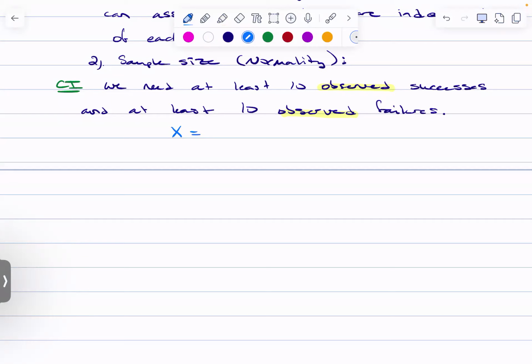X, which, if you don't have the exact number of successes, maybe I only gave you a sample size and a sample proportion, then you can calculate it by taking n times p hat, since p hat is x over n. But usually I'll just give you the number of successes. And if you have a data set, you would have the number of successes. And this has to be greater than or equal to 10. That is how we check that mathematically.